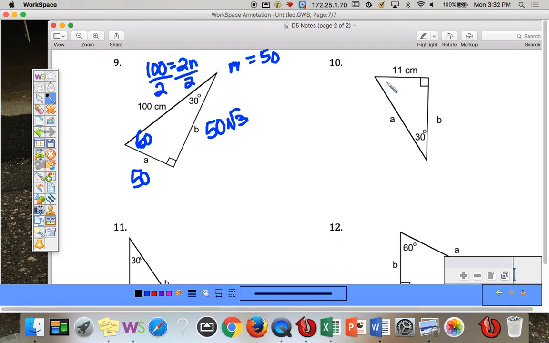All right, for the next one, this is between the 60 and the 90. That's n. So 2n, between the 60 and the 30, that's 22. And the last side is 11√3.